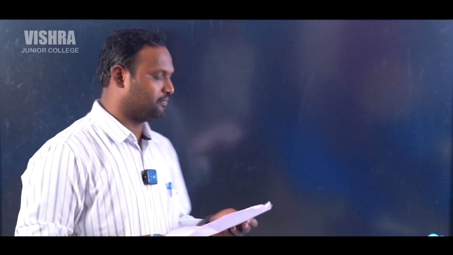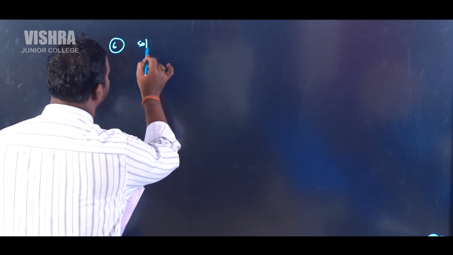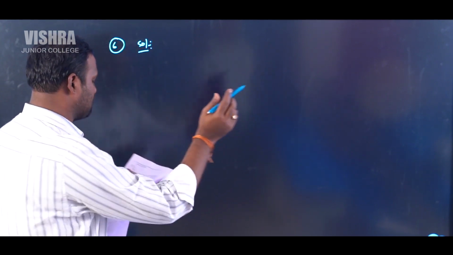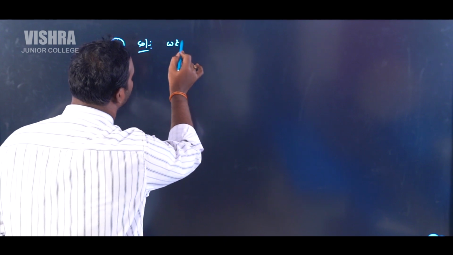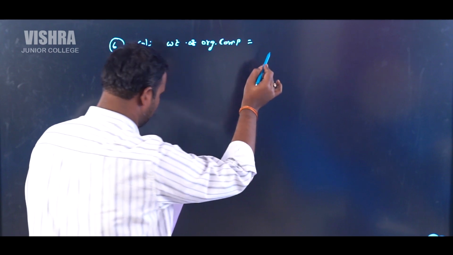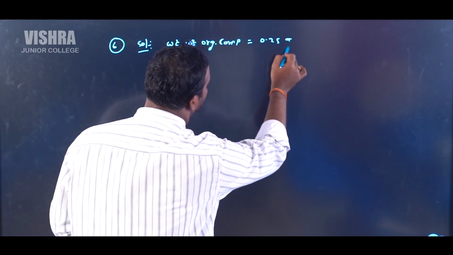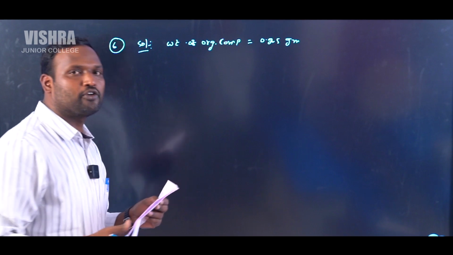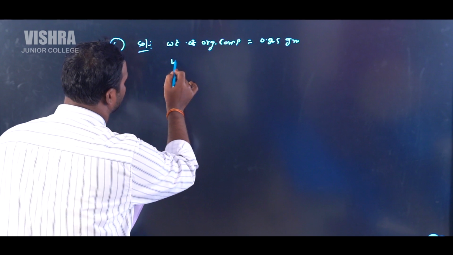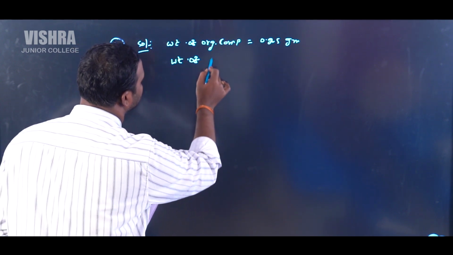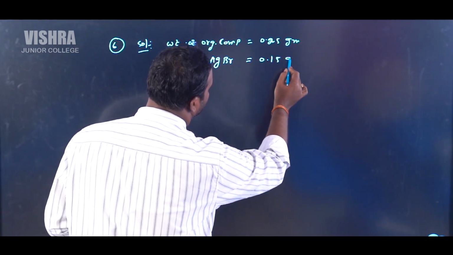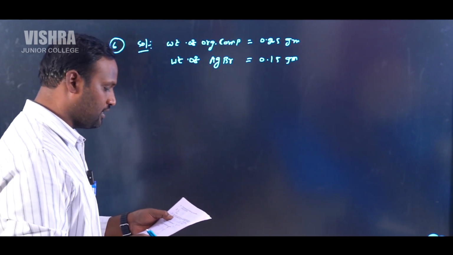So first of all, you have to write given data. So in this case, given weight of organic compound is 0.25 grams. Weight of AgBr formed is 0.15 grams.